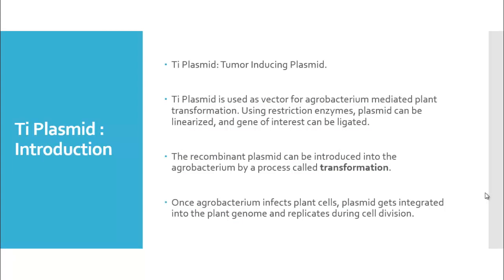What is Ti plasmid? Ti plasmid is the tumor-inducing plasmid. It is used as a vector for Agrobacterium-mediated plant transformation. Using restriction enzymes, the plasmid can be linearized and a gene of interest can be ligated. The recombinant plasmid can then be reintroduced into the Agrobacterium by a process called transformation. Once the Agrobacterium infects the plant cells, the plasmid gets integrated into the plant genome and replicates during cell division.